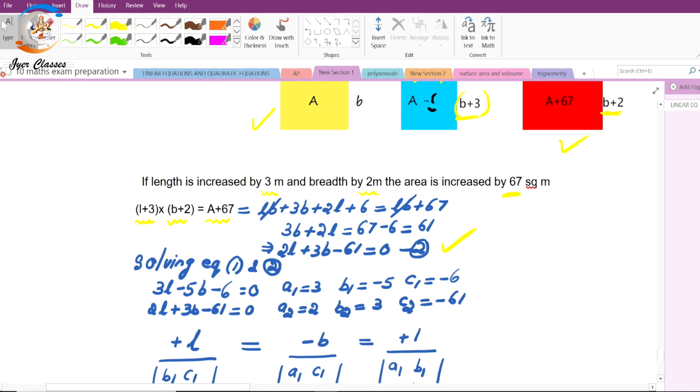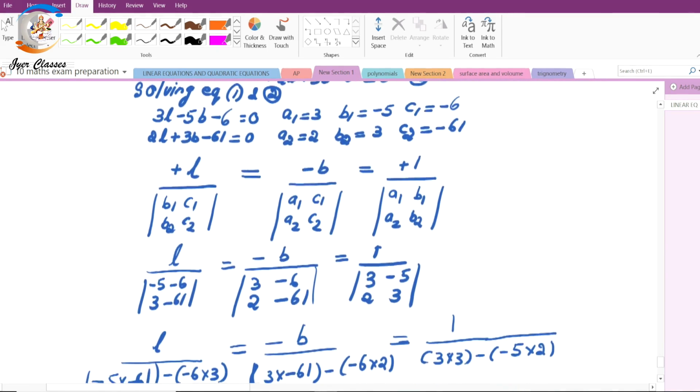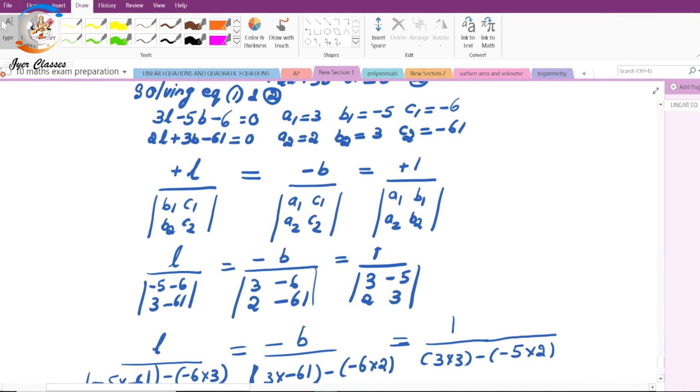Now we are going to solve equation number 1 and 2 by the method of cross multiplication. Now for cross multiplication, the first thing is I write both equations. So the equation is 3L minus 5B minus 6 is equal to 0. So A1 is equal to 3, B1 is equal to minus 5 and C1 is equal to minus 6. Similarly, for equation number 2, you have got 2L plus 3B minus 61 is equal to 0. So A2 is equal to 2, B2 is equal to 3 and C2 is equal to minus 61.